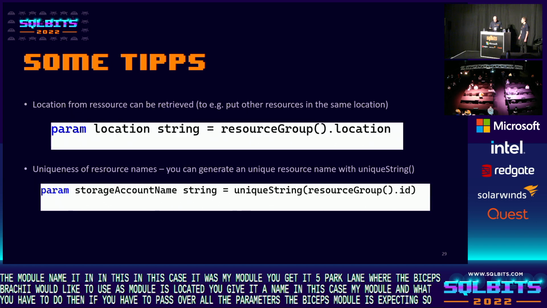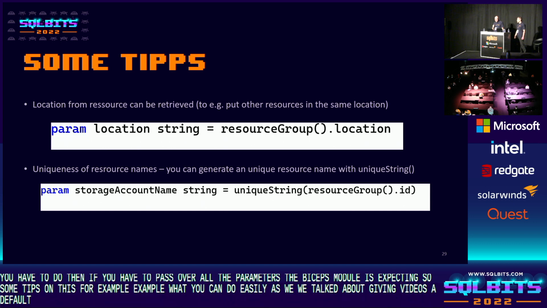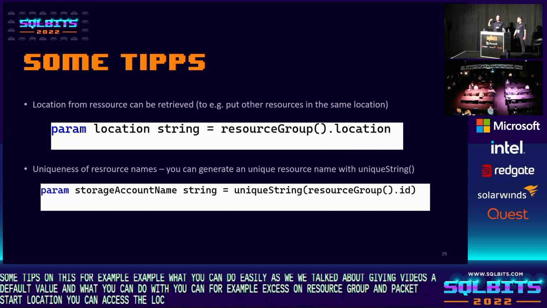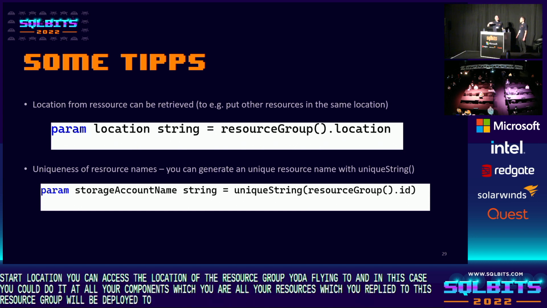So some tips on this. For example, what you can do easily is, we talked about giving values a default value. You can, for example, access resourceGroup().location, so you can access the location of the resource group you are deploying to. And in this case, all your resources which you deploy to this resource group will be deployed to the exact same location.